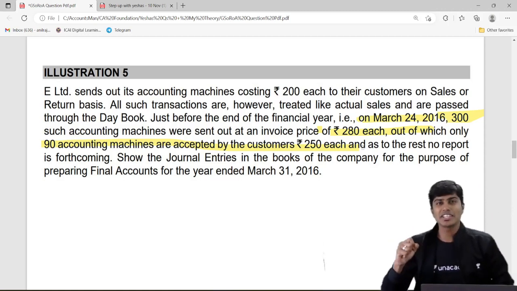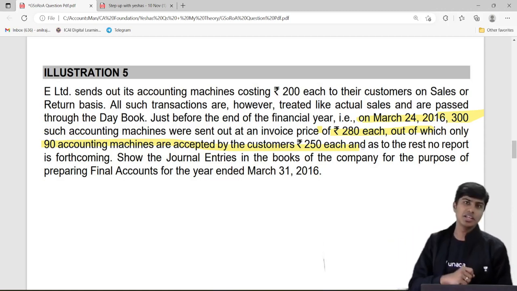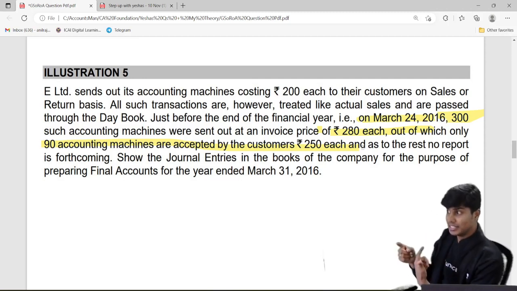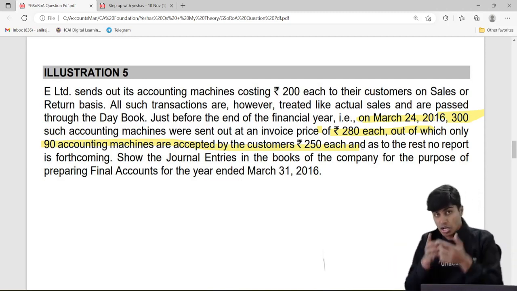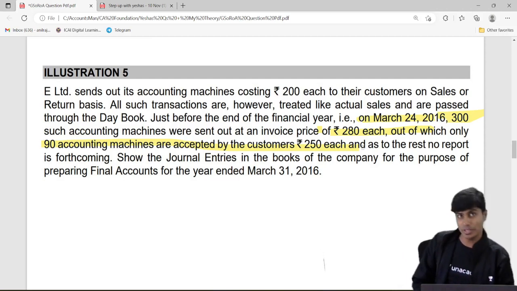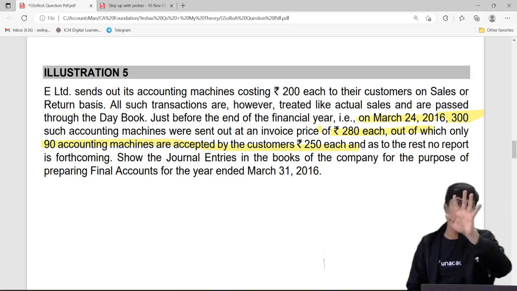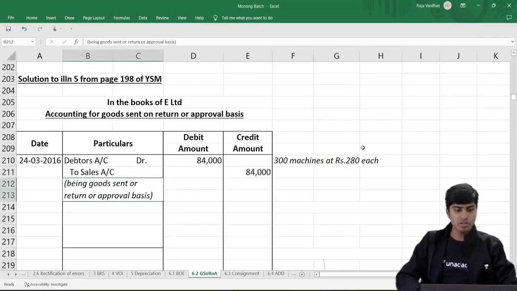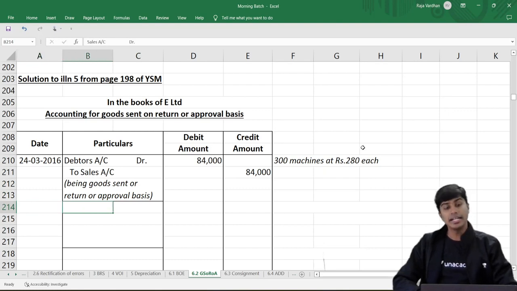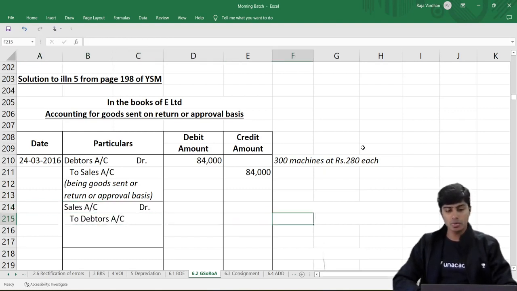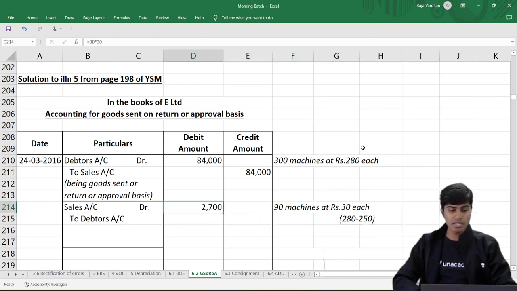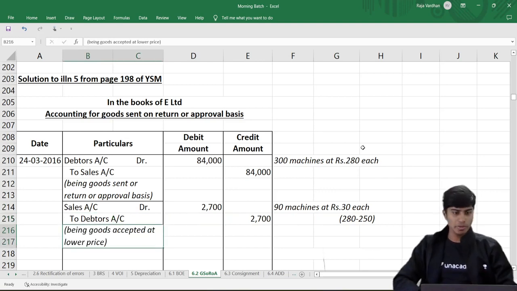We need to reverse our sale entry to the extent of 30 rupees. To pass a sale entry, we do debtors account debit to sales. To reverse it, we should do sales account debit to debtors. But we will do this at the price of 30 rupees per machine only for 90 machines, not for the entire machines. It is sales account debit to debtors account for 90 machines into 30 rupees, which is 280 minus 250. This is 2,700, 2,700. Being goods accepted at a lower price.